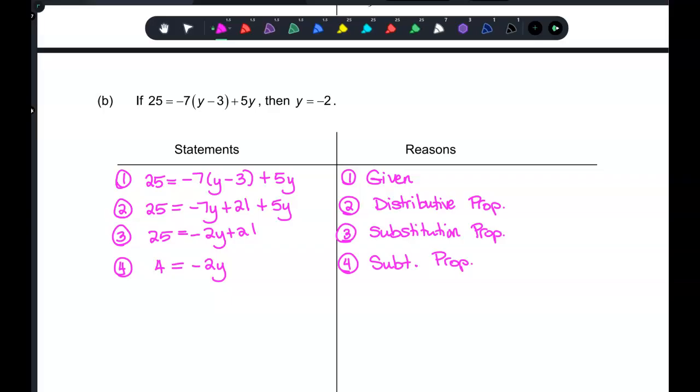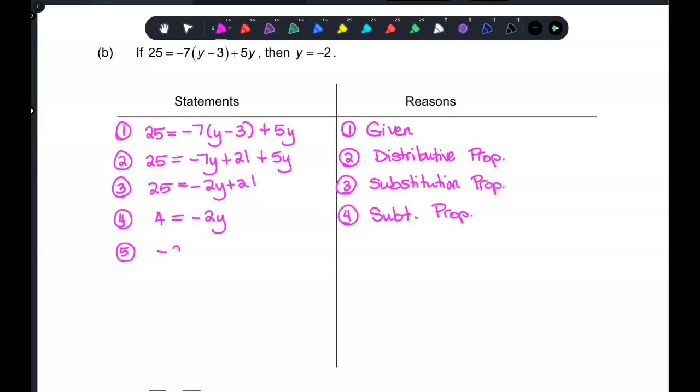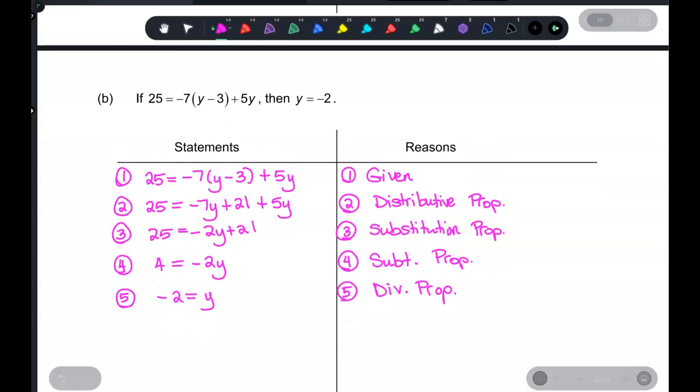And then divide by negative 2. Now, if I'm being really picky, did I prove that y equals negative 2? Or did I prove that negative 2 equals y? It's the same thing.